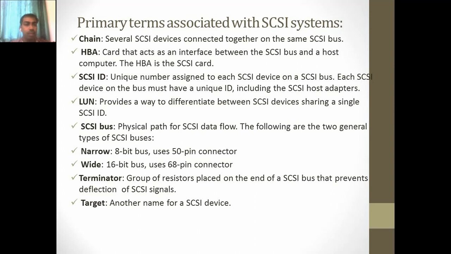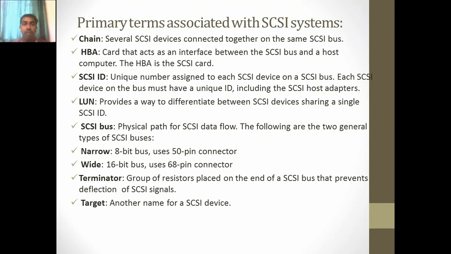Then there is the SCSI bus, which can be narrow or wide, and the terminator. Narrow has an 8-bit bus, which means it uses a 50-pin connector. Wide has a 16-bit bus and uses a 68-pin connector. Then there is the terminator: a group of resistors placed at the end of the SCSI bus that prevents reflection of the SCSI signal.